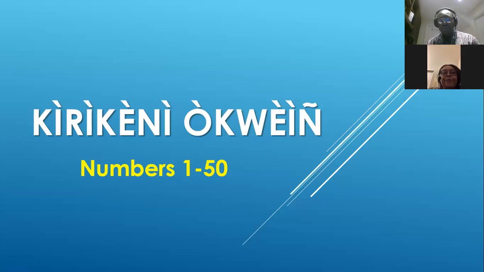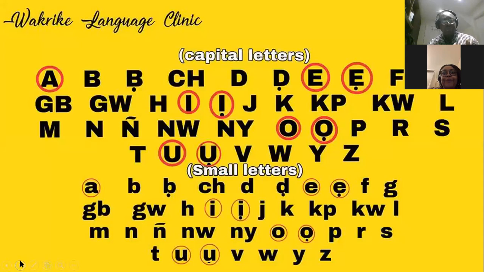So today we are doing numbers from 1 to 50. So let's get started. I'm going to blast through the first 10 minutes because we'll start by reviewing what we have done. So the first day, the alphabet. The alphabet has 37 letters.